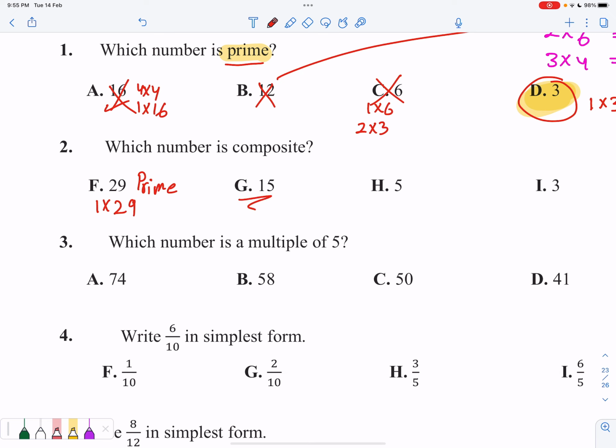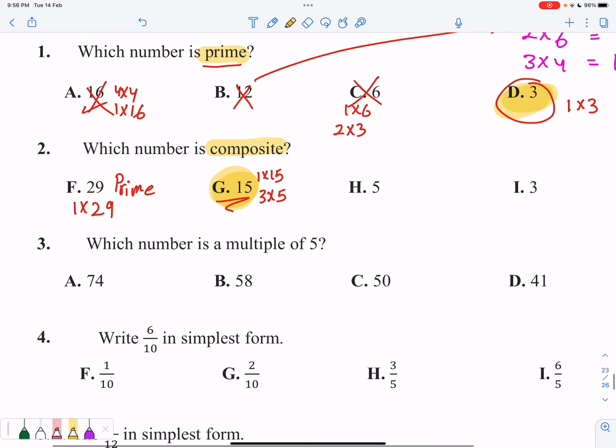What about the number 15? You can make it from 1 times 15. Also, you can make it from 3 times 5. This is times table of 3. So this number, which is 15, you can make it in different ways. So what do we call that? We call that a composite number. And this is what he is asking us. So G is the correct answer.